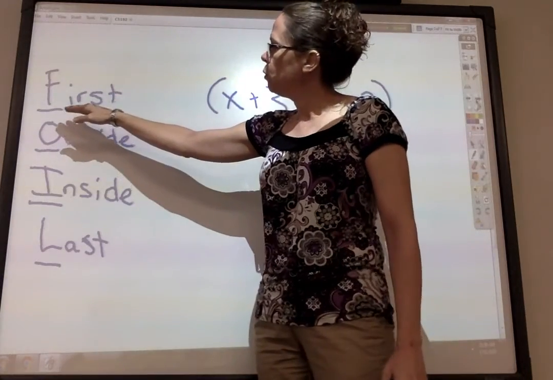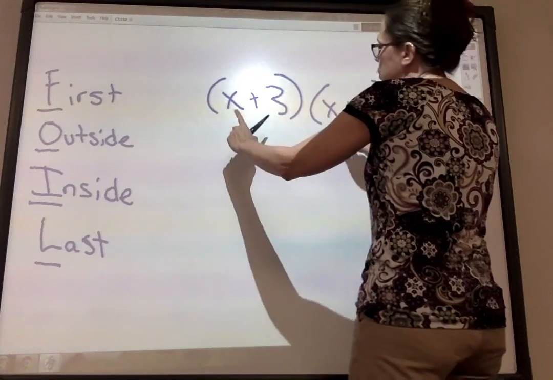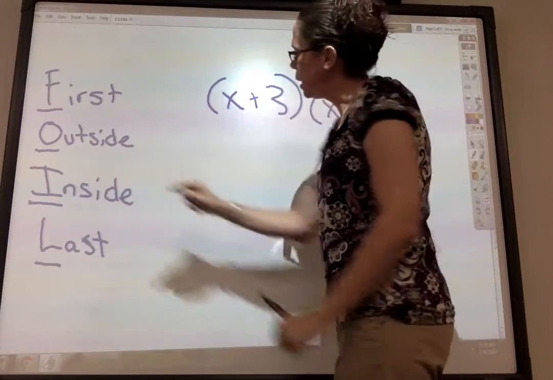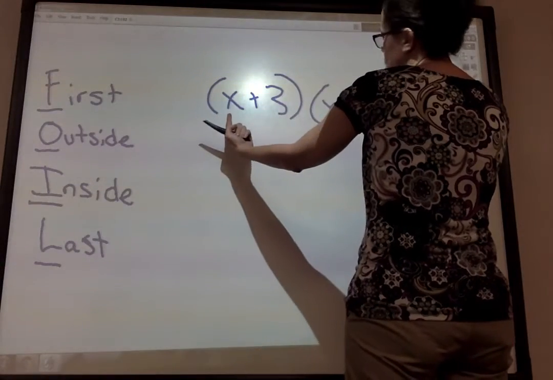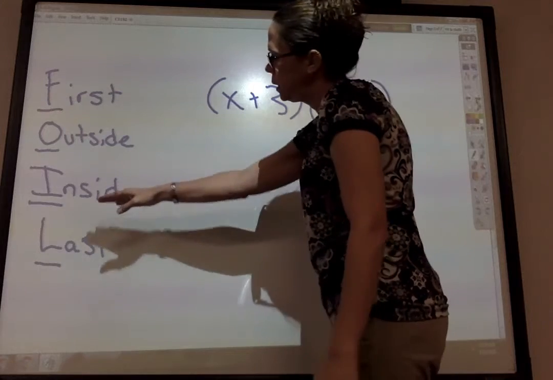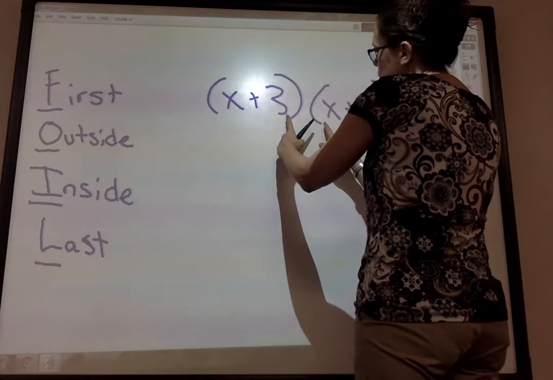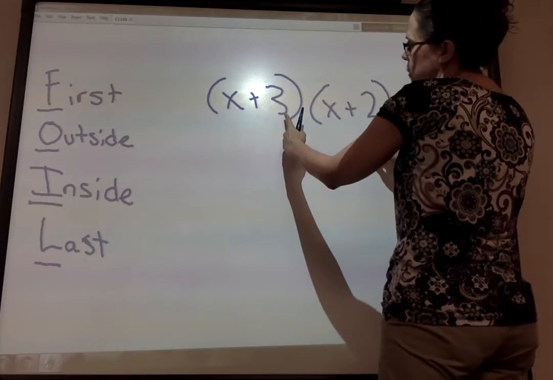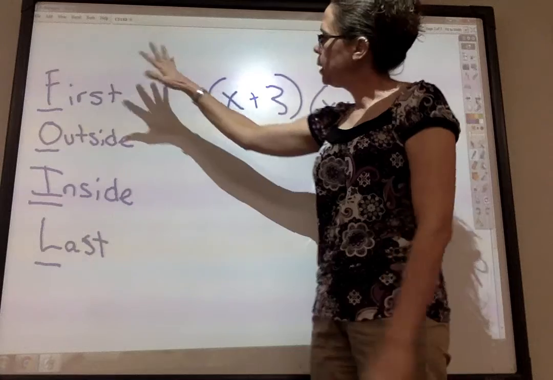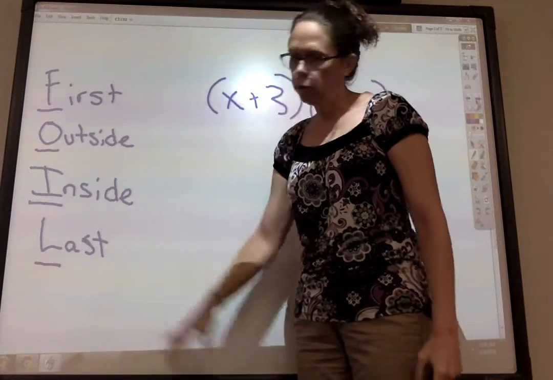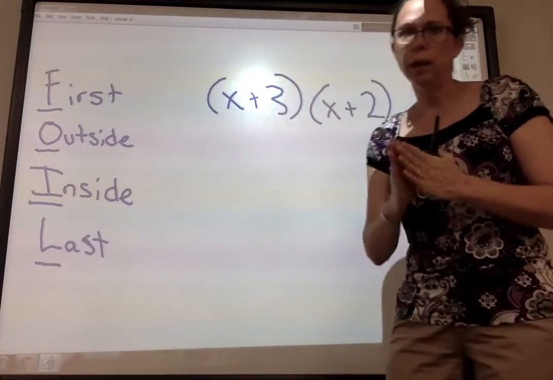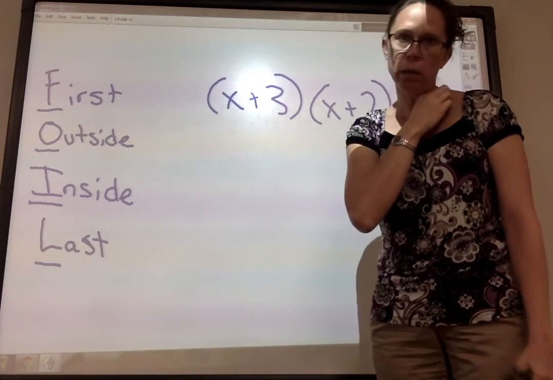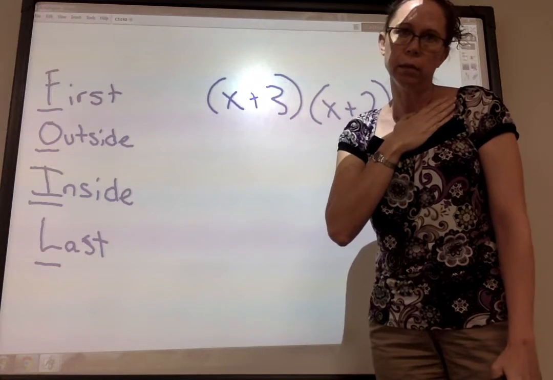FOIL stands for first. That is referring to the first terms of each binomial. Outside, the outside terms of each binomial. Inside, the inside terms of each binomial. And last, the last terms of each binomial. Now we use this little acronym of FOIL to make sure that each term gets multiplied by each other term in order to complete the multiplication here.